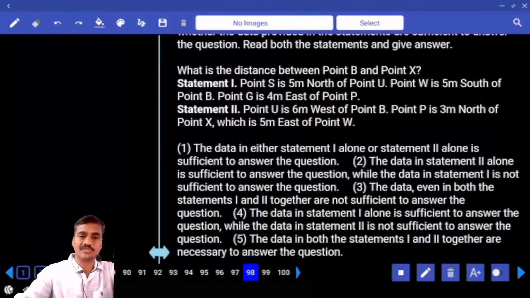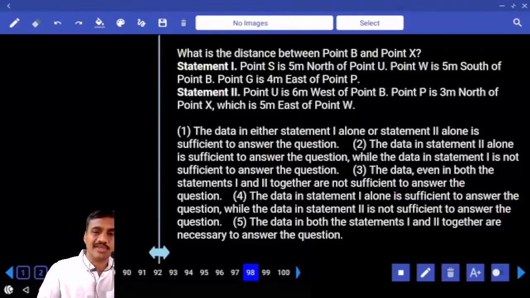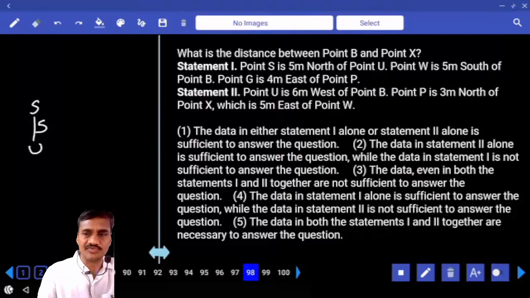Data sufficiency. What is the distance between B and X? Now statement 1: S is 5 meters to the north of U. W is 5 meters to the south of B. G is 4 meters to the east of B. Now is there any combination here? There is no element which is common. Hence 1 alone is not sufficient. Now there is no information about X.